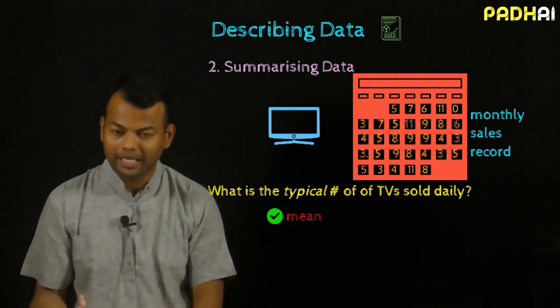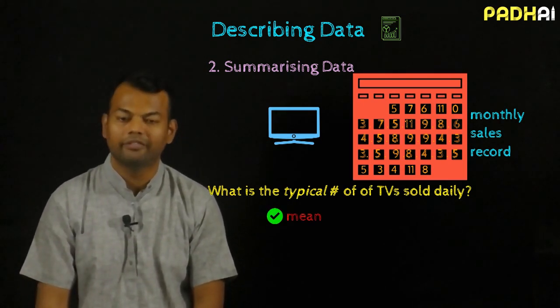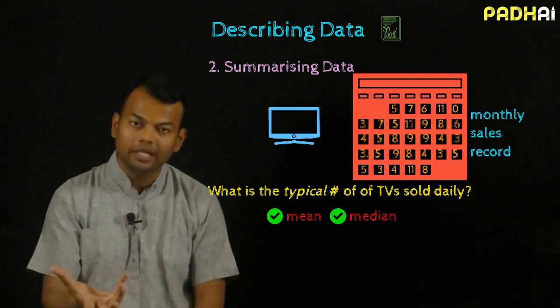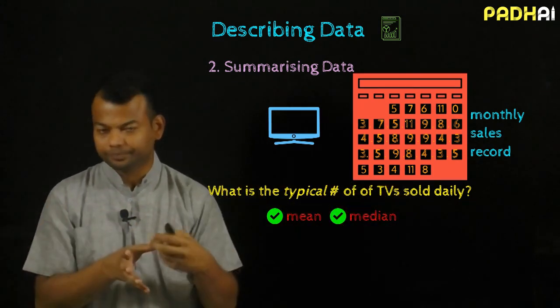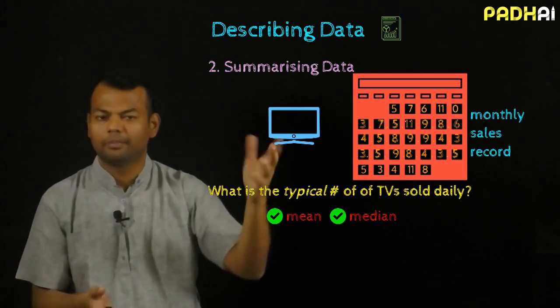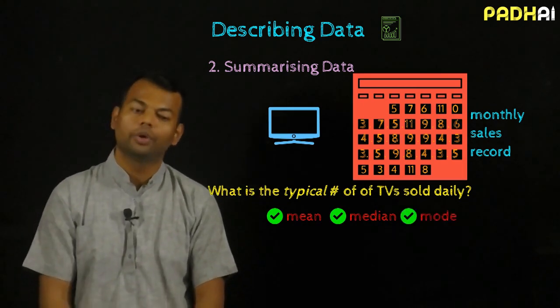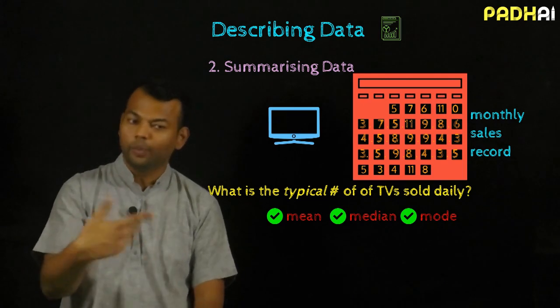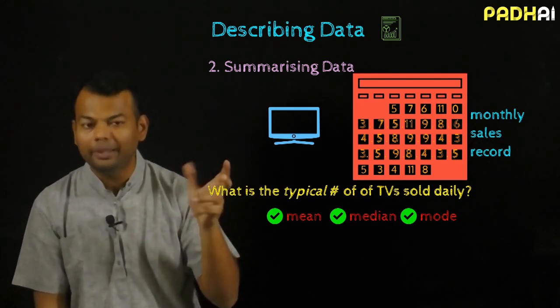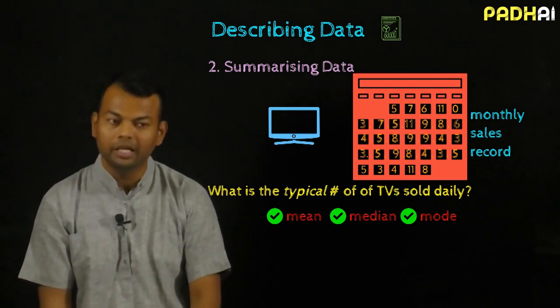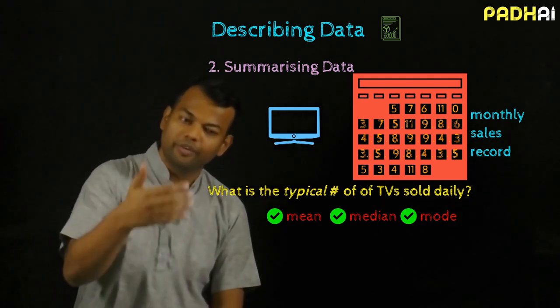Typically you are referring to the mean, what is the average number of TVs that I sell every day, or you are referring to the median, which is, if I sort all these numbers, the number which lies at the middle, or you're looking at the mode, which is the most frequent number appearing in my data and so on, right? So this gives you some idea of what is typically happening in my store, right? But you would also, and this information is useful, right?